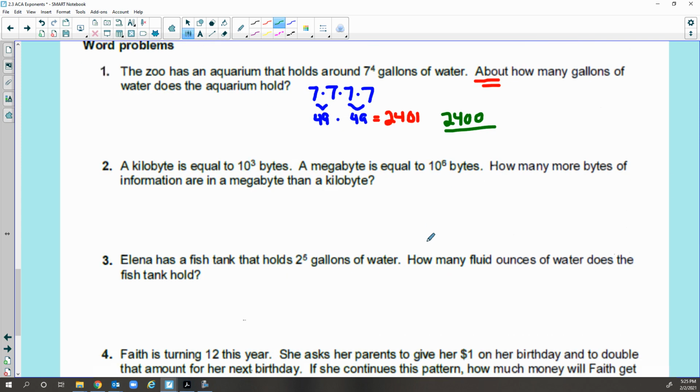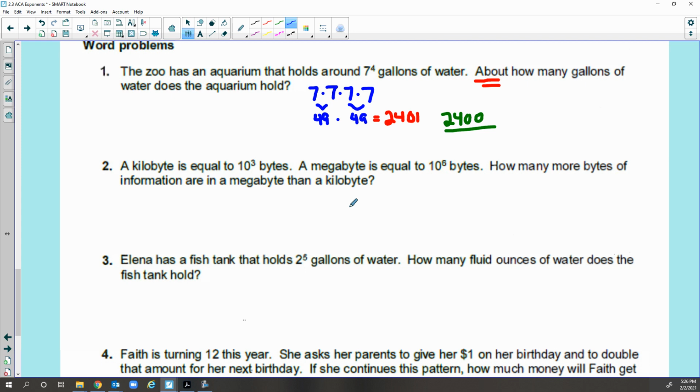Okay. Number 2, a kilobyte is equal to 10 to the 3rd bytes. A megabyte is equal to 10 to the 6th bytes. How many more bytes of information are in a megabyte than a kilobyte? Well, here's some computer stuff for you.